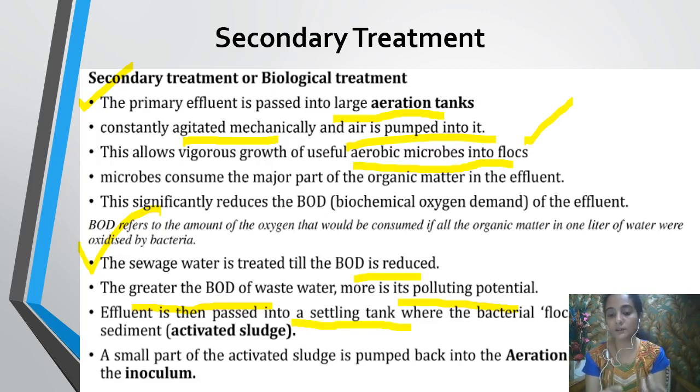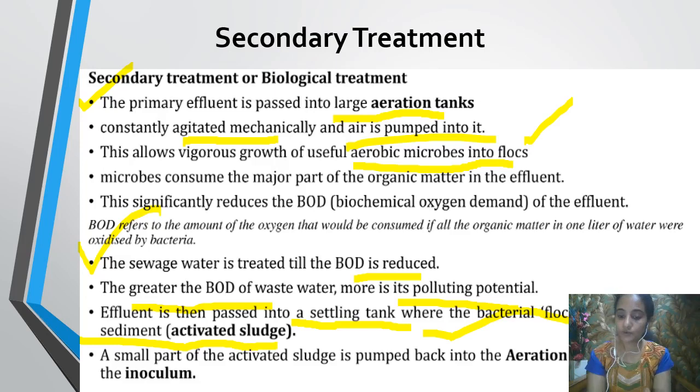The bacteria flocks started digesting the organic matter, so the organic matter reduced and the BOD got reduced. Now what do we have to do? We have to put them into another settling tank, where the bacteria flocks get sedimented. Sediment means they have settled down, and that is called the activated sludge.